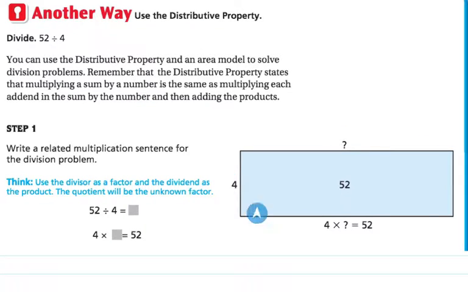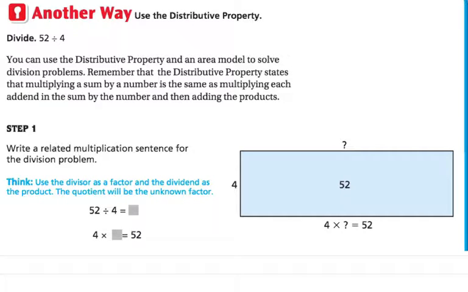So what we have here is 52, and it says we're going to write a related multiplication sentence for the division problem. It says, think, the divisor as a factor and the dividend as the product. The quotient will be the unknown factor. So this unknown factor is actually going to be the quotient in the division problem. So what we're going to do is do this in several steps to break it down so you can see how we get there using the distributive property and the area model.